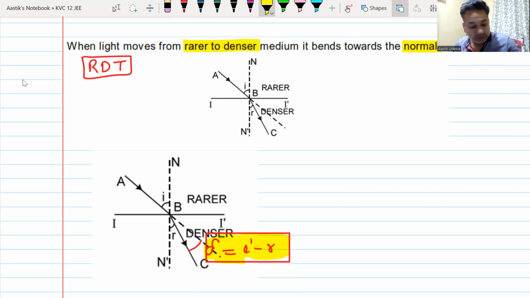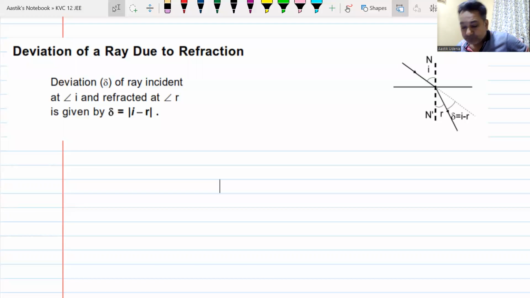Do we understand this? Yes or no? Yes, sir. Pakka, sir? Pakka, sir. This is a diagram. If you want, you can write it again.